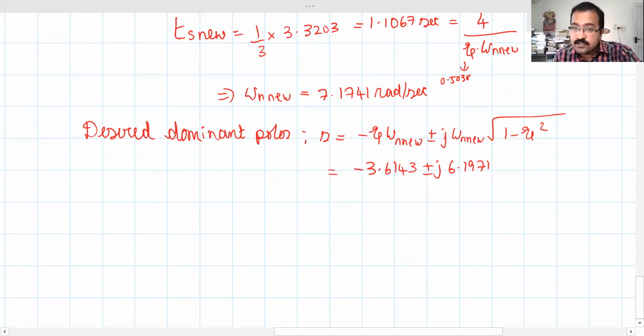Right now, is it passing through? No, because this is the desired dominant pole. So we have to make the root locus pass through the desired dominant pole. If the root locus is to pass through this particular point, what's the condition? The net angle at minus 3.6143 plus j 6.197 has to be plus or minus 180 degrees. Let us calculate the net angle at that point.